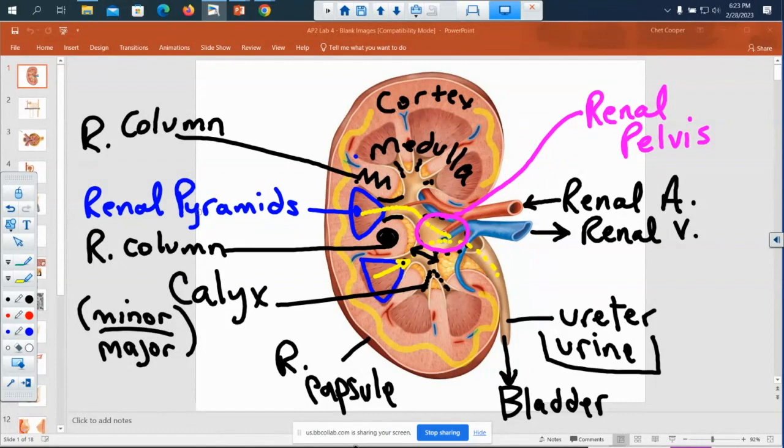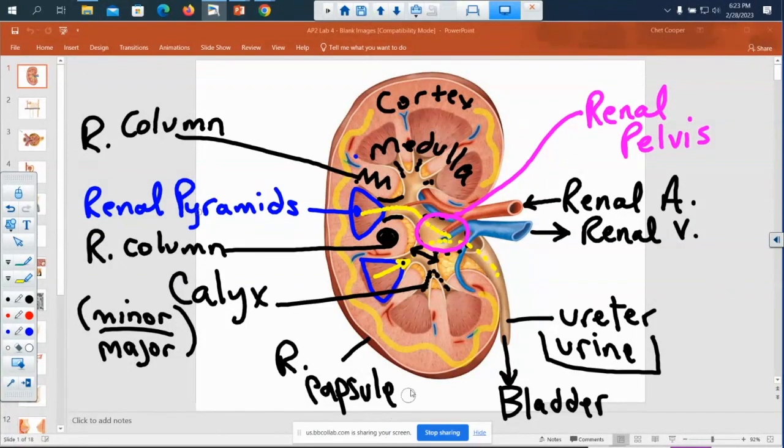There's only one more structure. I've never marked it up like this where I get to label everything. There's only one more structure I need to label on this picture. And it's called a renal papilla. Remember, papillary, like a papillary muscle, means a projection. Sticks out.